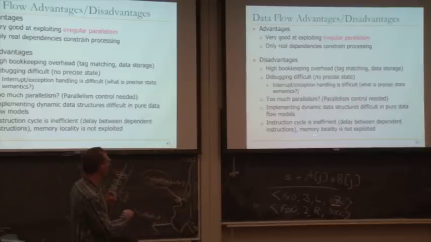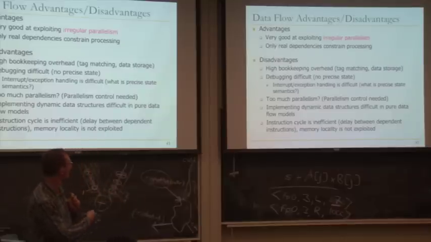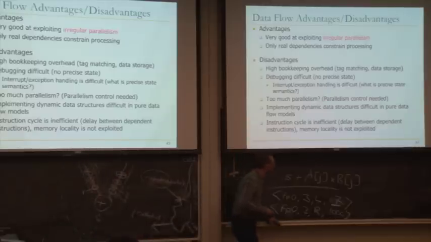So because you don't have that locality that's exploited, you keep generating these new tokens. And that makes the machine inefficient. So we'll see some models later on in the next lecture that try to solve this problem. One way of solving this problem is to do what is called a macro data flow.